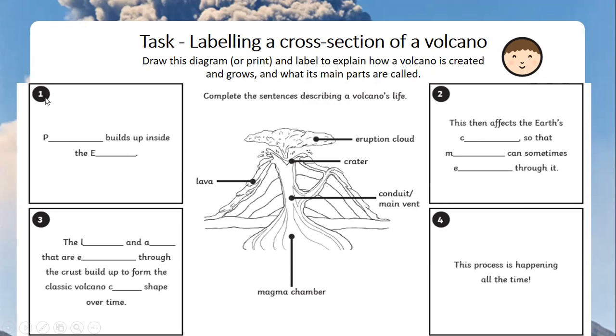But you have got 1, 2, 3, and 4 steps to this cross section here. So how is the volcano created? You've got some sentence stems with some missing words you may want to complete. Okay, pause the video to have a go at these, or equally down below you can print off this diagram for you to have a go at home.